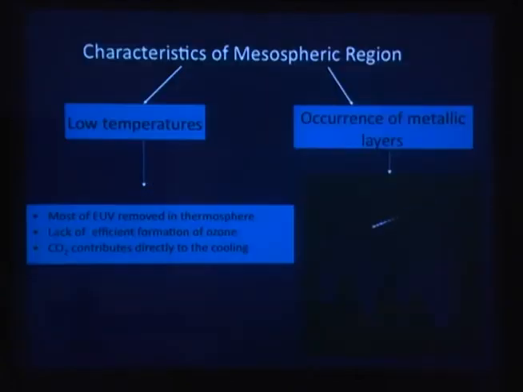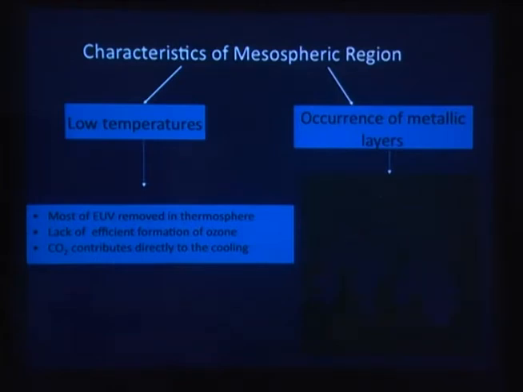So this elemental region has two main characteristics. One is the low temperature. Geospace showed very good examples of the double mesopause, and the low temperatures are caused by three different reasons. One is that there is a lack of sufficient heating, because most of the UV and extreme ultraviolet radiation is removed in the thermosphere, and then in this region the pressures are very low.